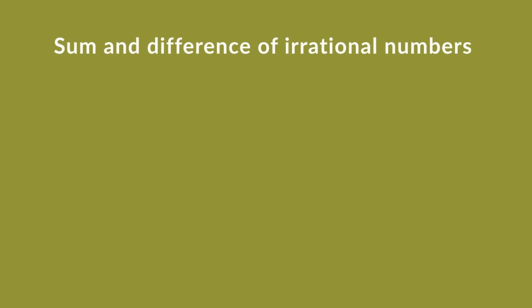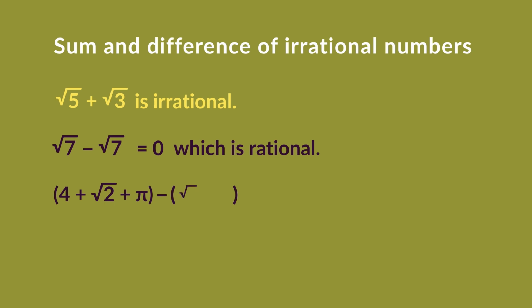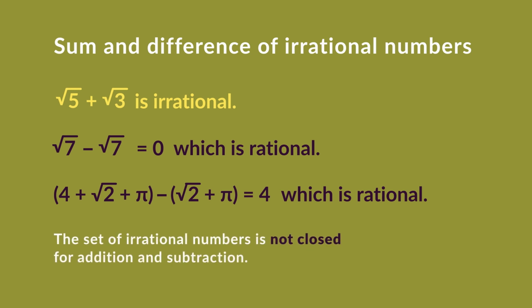The sum of two irrational numbers, for example, the square root of 5 plus the square root of 3, is irrational. If the irrational parts of the numbers have a zero sum, i.e. they cancel each other out, as they do here, then it is obviously rational. And if we take an irrational number like 4 plus the square root of 2 plus pi and subtract another irrational number, root 2 plus pi, then we get 4, which is rational. So, we conclude by saying that the set of irrational numbers is not closed for addition and subtraction.